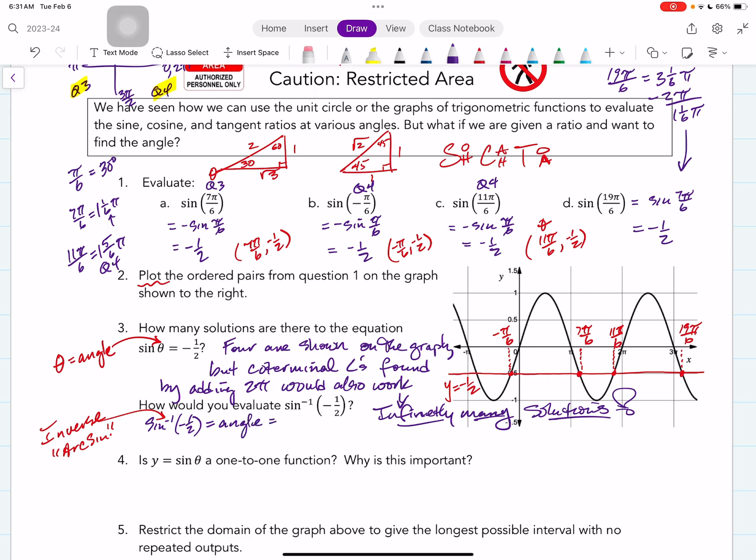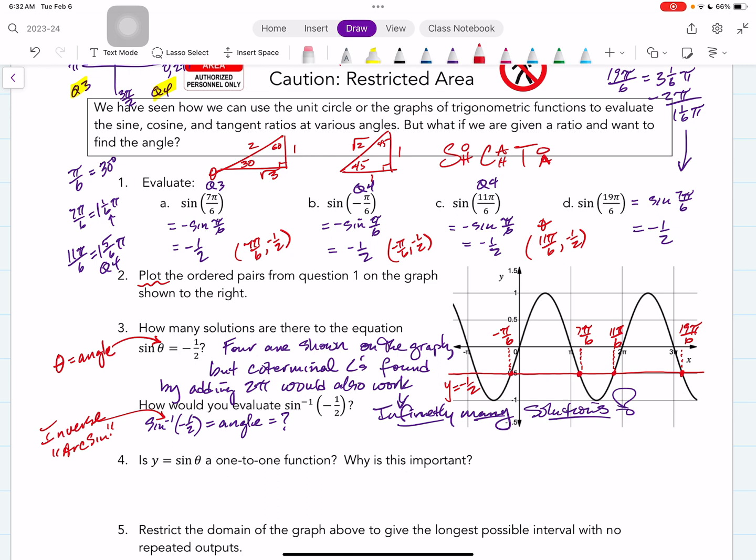Okay, but what should it be equal to? Should it be equal to -π/6, 7π/6, 11π/6, 19π/6? What should that be equal to? Like, we want the inverse function to return only one answer. So how can we make that happen? Because if this question had multiple answers and everybody got a different answer, we would have a problem here. Okay, we need the inverse function to return only one answer.